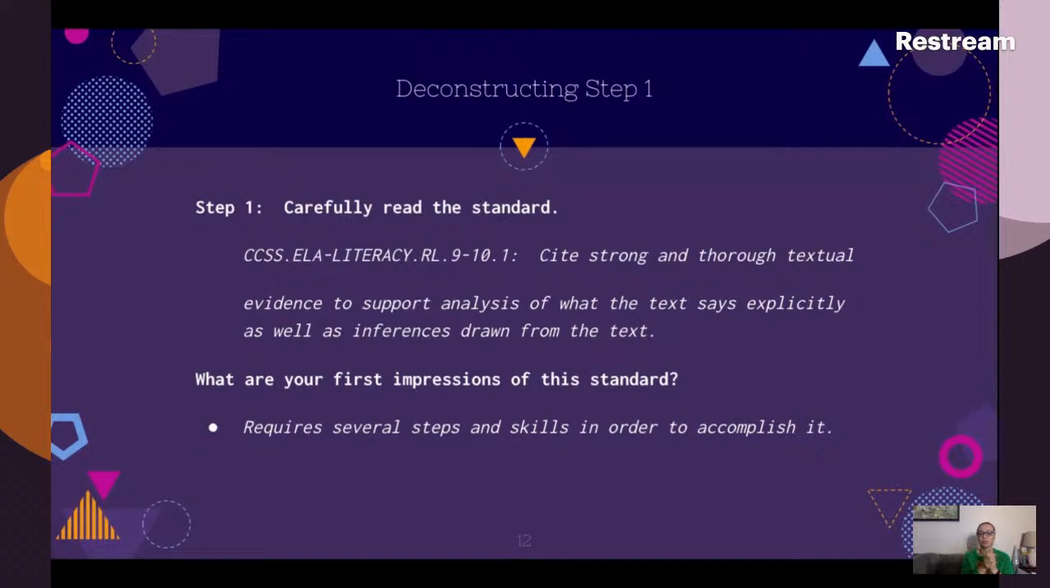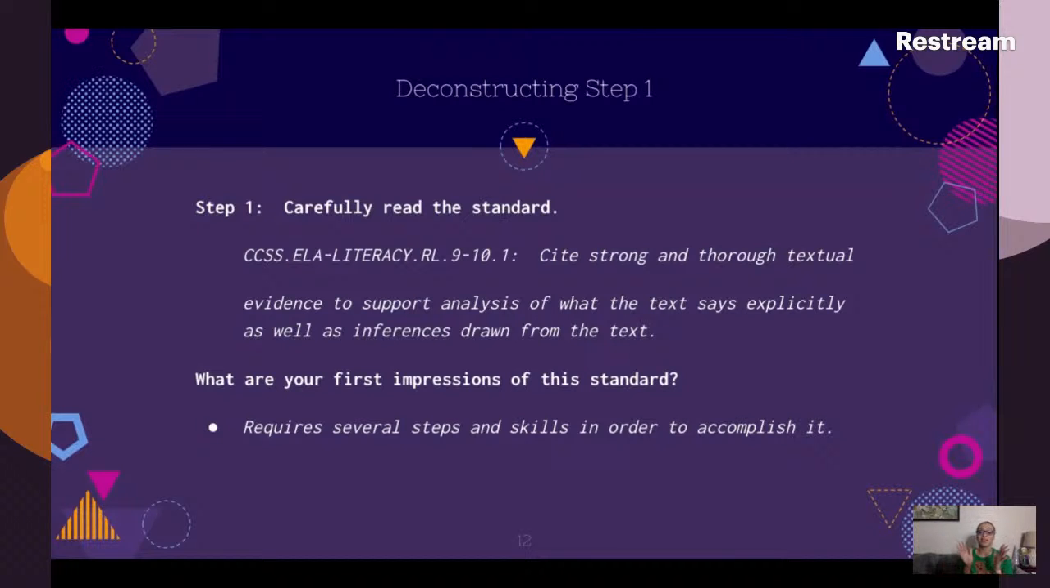So as I look at the standard, I'm using a Common Core State standard. This is ELA Literacy, Reading for Literature 9.10.1. As I look at the standard, it says cite strong and thorough textual evidence to support analysis of what the text says explicitly, as well as inferences drawn from the text. So the first question I have for you is, as you look at your standard and you read your standard, what are your first impressions of the standard?